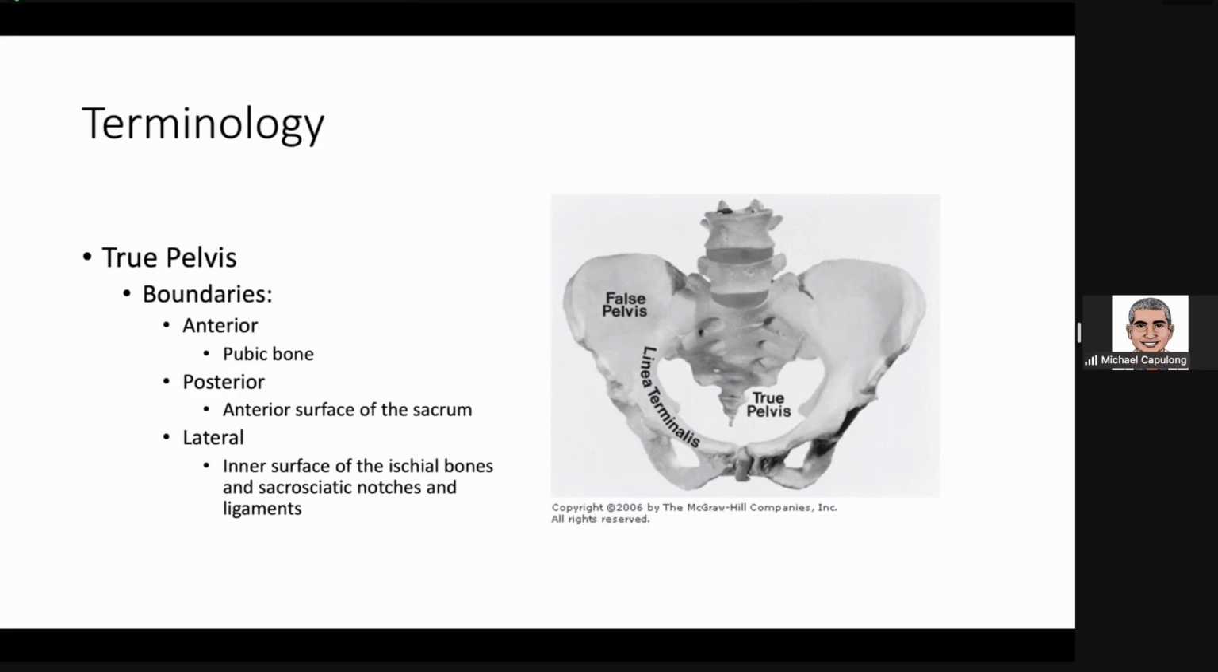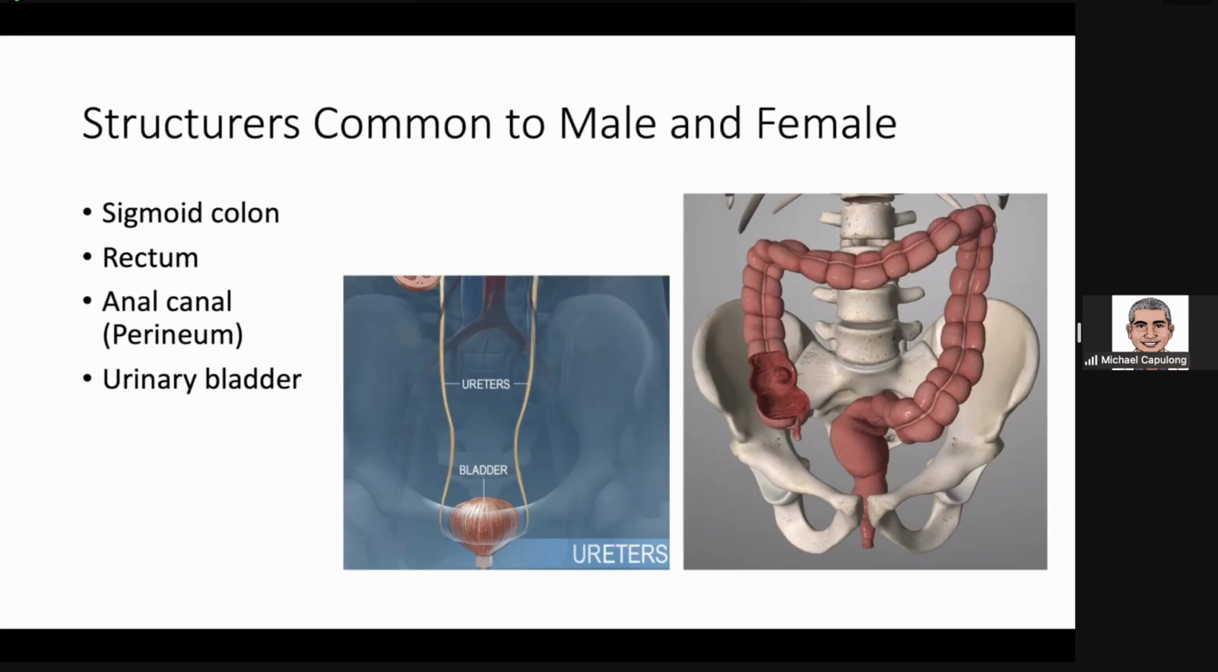So, what are now the pelvic structures that are common to both male and females? These are the sigmoid colon, the rectum, the anal canal. If you notice, these are the terminal portions of your gastrointestinal tract. And of course, you have the urinary bladder.